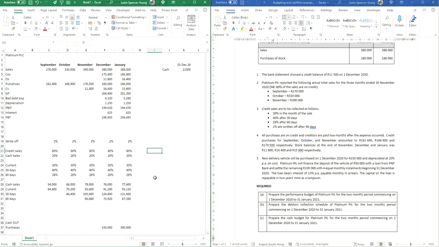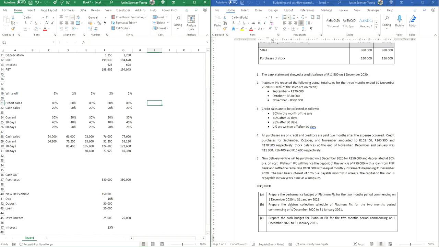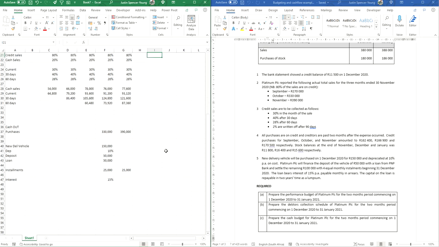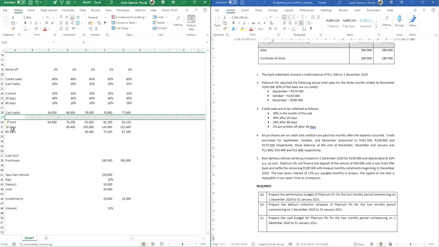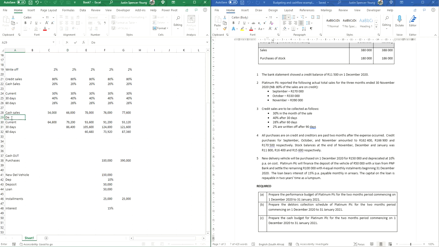Next up, a few things that we haven't done yet. Prepare the debtors collection schedule for Platinum PLC for the 2-month period commencing 1 December. I'm going to suggest to you that this here, current 3060 for these 2 months, is in fact the debtors schedule. So let's just add a line in here and say that this is our debtors schedule.